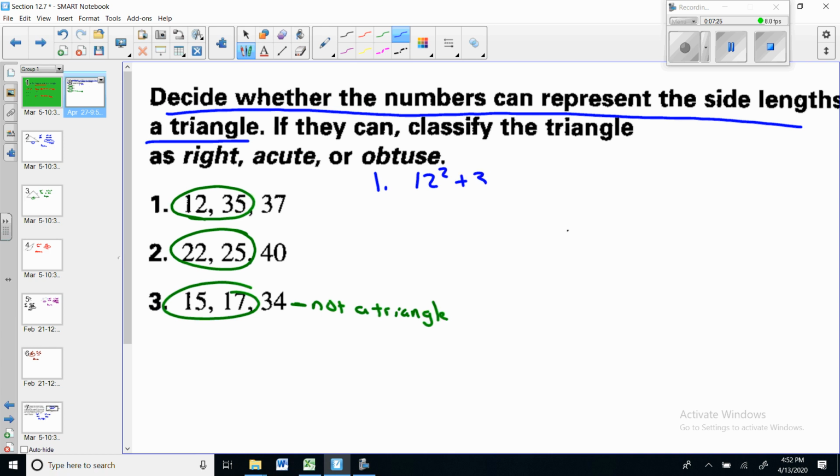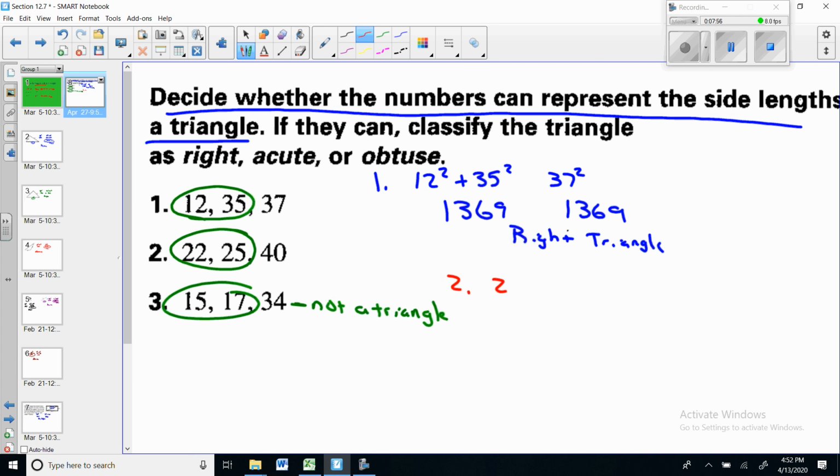So we're going to take 12 squared plus 35 squared. We're going to compare it with 37 squared. Okay, so 12 squared plus 35 squared is 1369. 37 squared, 1369 as well. Okay, what kind of triangle do we have? Okay, we got a right triangle. Okay, what about number 2?